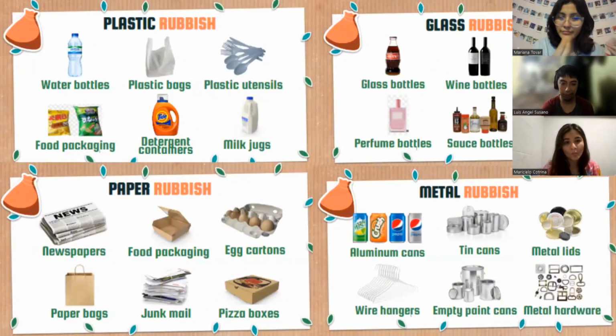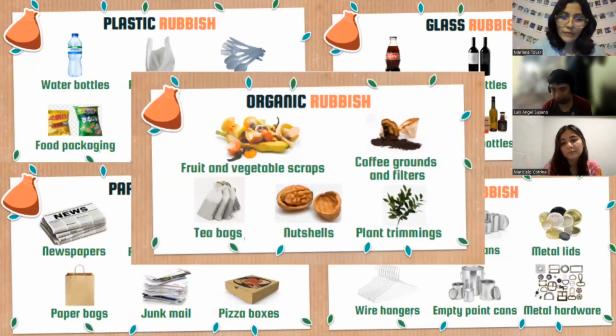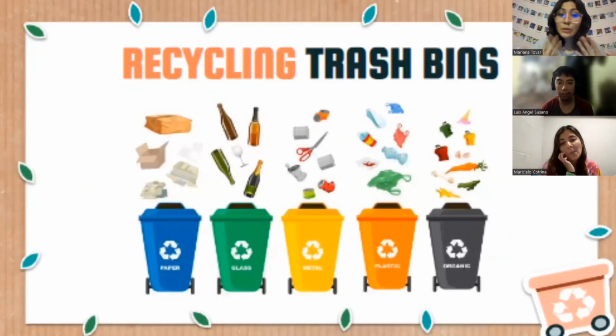kind of elements we can find in plastic rubbish, as we can see: water bottles, plastic bags, milk jugs, food packaging. And the same with the other types: glass rubbish, paper rubbish, metal rubbish, and one more, which is organic rubbish. After this explanation, the teacher shows them the different recycling trash bins.